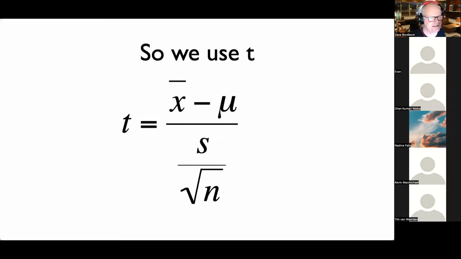We've simply replaced the sigma that's normally here in the Z formula with an S. We are estimating sigma with S. The rest of this is exactly the same. It's exactly the same.